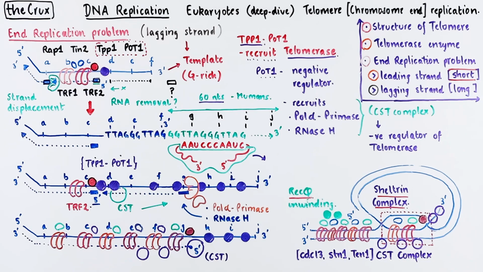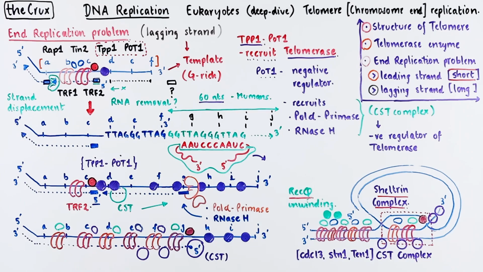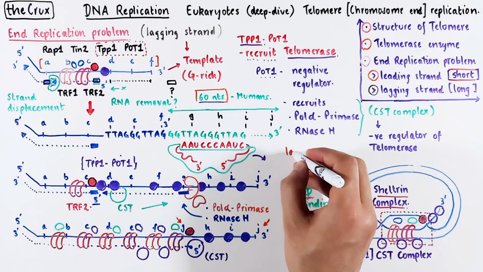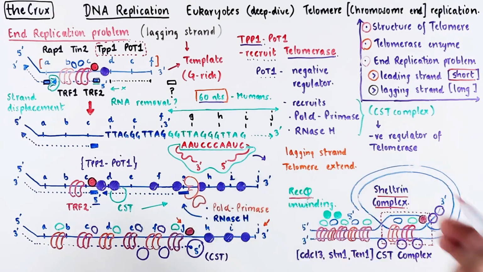Alright, so we started with position A to F and added a short G to J stretch of DNA, approximately 60 nucleotides in length. This extension and processing of the lagging strand DNA occur during DNA replication. And now, the lagging strand telomere can fold into the T-loop structure.